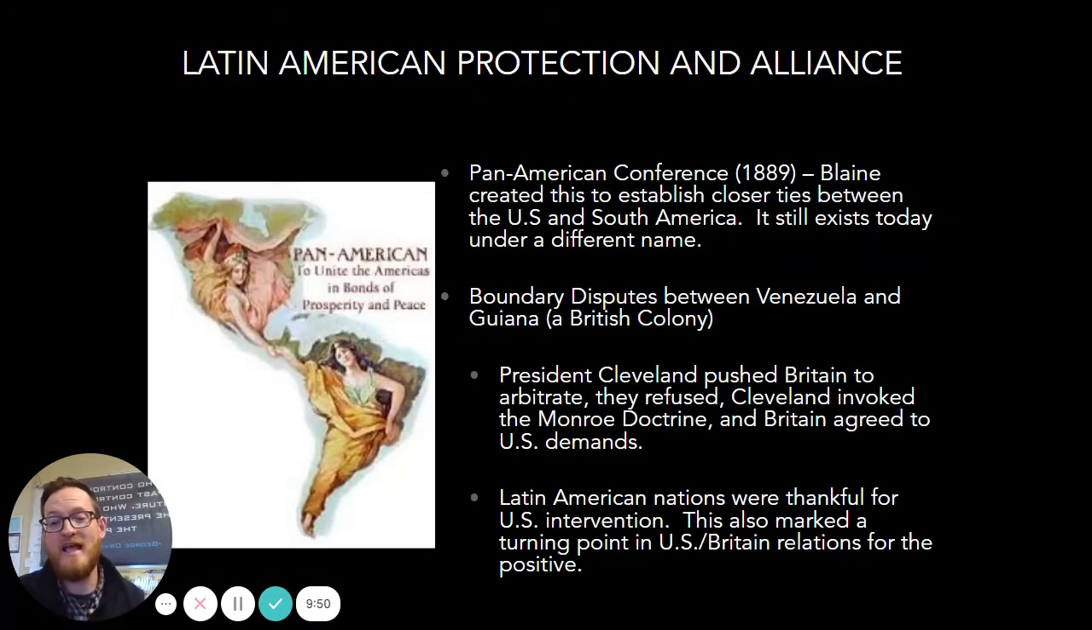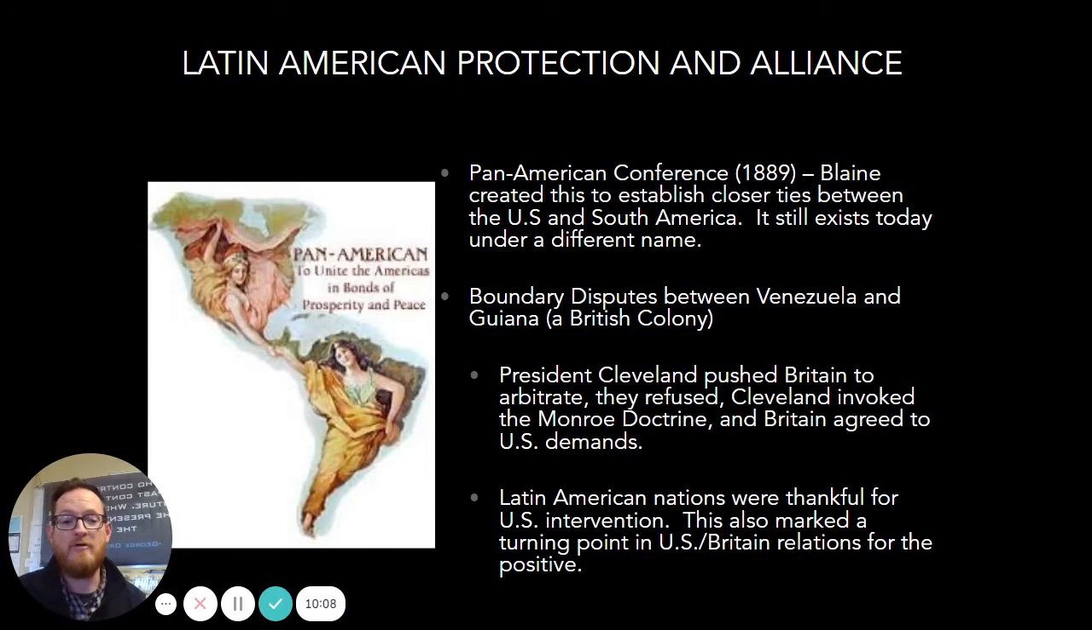So now looking at Latin America. These Pan-American Conferences, you're going to hear about these several times in U.S. history. James Blaine created this to try to establish closer ties between the U.S. and South America. It actually still exists today. It doesn't have the same name, but it does still exist today.